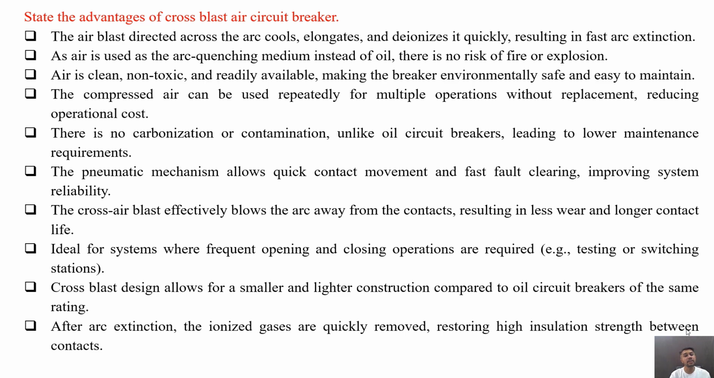The compressed air can be used repeatedly for multiple operations without its replacement, reducing the operational cost. There is no carbonization or contamination unlike oil circuit breakers, leading to lower maintenance requirements. The pneumatic mechanism allows quick contact movement and fast fault clearing, improving the system reliability. Cross air blast effectively blows the arc away from the contacts, resulting in less wear and tear and longer contact life. Ideal for systems where frequent opening and closing operations are required, that is, for testing or switching substations.